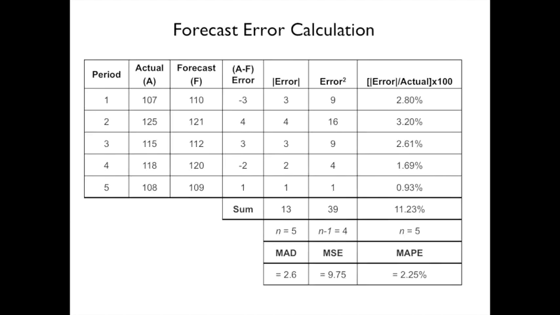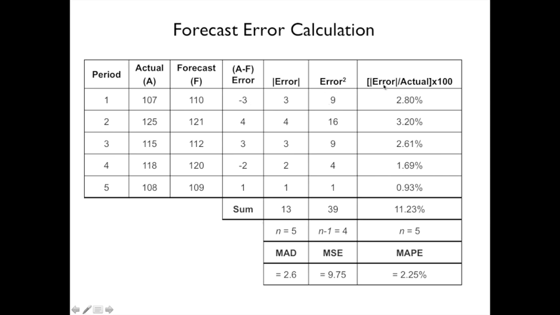So here is an example calculation. Right here we're at period 1. The actual was 107, the forecast was 110. So here's your error: actual minus forecast, 107 minus 110 equals minus 3. Now you have the absolute value of that, which is 3. And then the error squared is minus 3 times minus 3, which is 9.